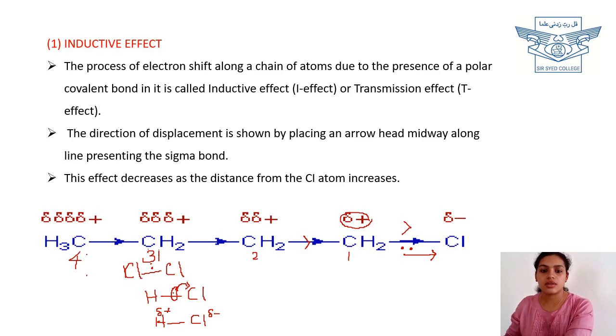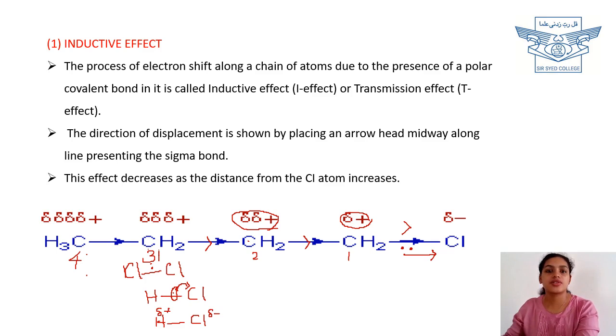So from the second carbon to the first carbon, some amount of electron density is shifted, and as a result, there develops a delta positive. That means the positive charge is not that much here. Since this second carbon lost some of its electron density, it will try to make it up by attracting the electrons from its neighboring carbon. So this one propagates as a chain.